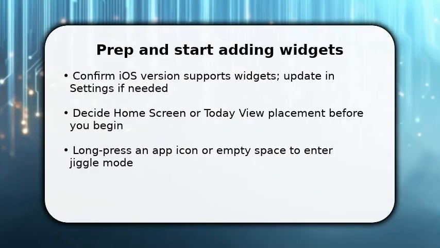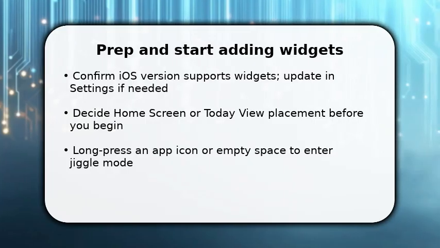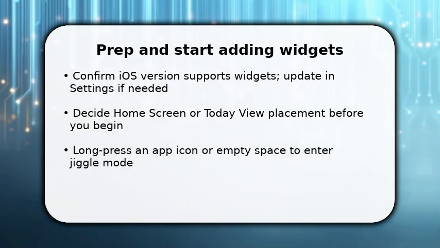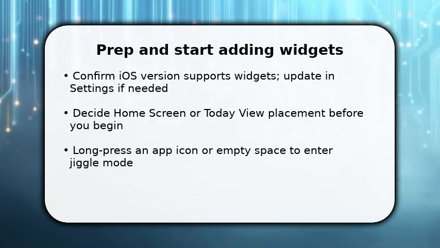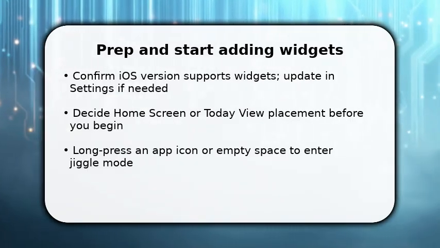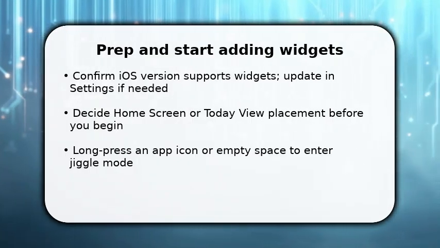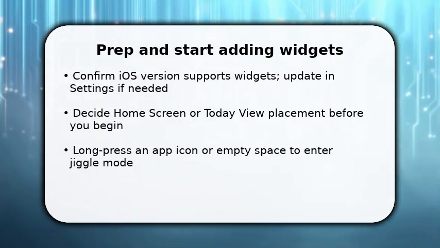You'll begin by making sure your iPhone is up to date and you know whether you want widgets on the home screen or Today view. Once ready, long press any empty area or app icon to enter jiggle mode. This allows you to add and rearrange. Tap the plus button in the top left to open the widget gallery, then preview widget sizes.